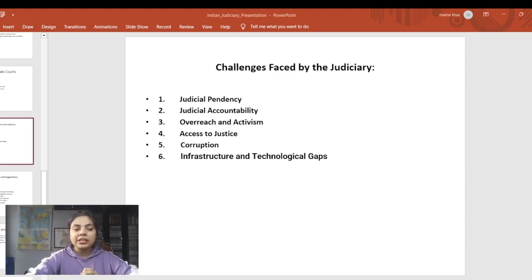The last point here is the infrastructure and technological gap. Many Indian courts lack adequate infrastructure and technological support. Other challenges we can see are educating the judiciary, case management, lack of transparency in judicial procedure, as well as the delay in appointments.